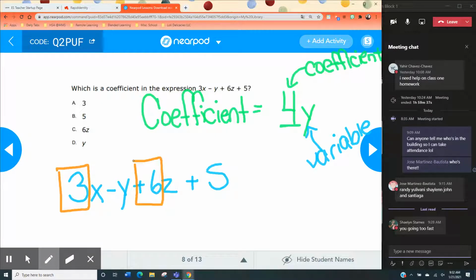So now I'm going to look at my answer choices. A says 3, so 3 could be our answer. 5 is not, because 5 is a constant. C, 6z. So remember, I said a coefficient is just the number being multiplied, not the whole term. So 6z would not be our answer, and neither would y. So our answer would be A.